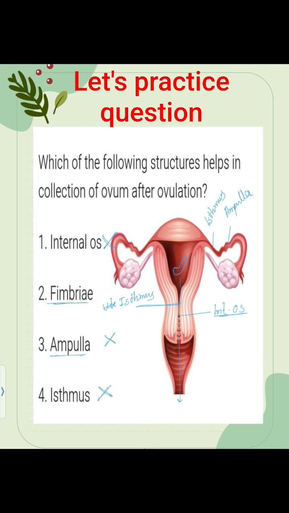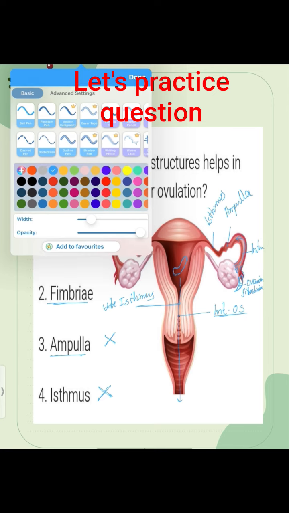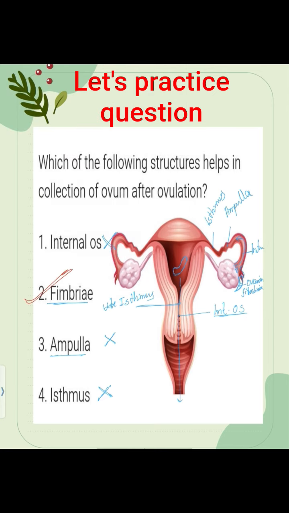Now coming to the fimbriae. The last part of the fallopian tube is the infundibulum. Now this infundibulum has small finger-like projections. One of the fimbriae becomes elongated and connected with the ovary, and that is called the ovarian fimbriae, okay, and this ovarian fimbriae is responsible for taking up the ova from the ovary and sending it towards the ampulla for the fertilization process. That's why the answer to this question is the fimbriae.